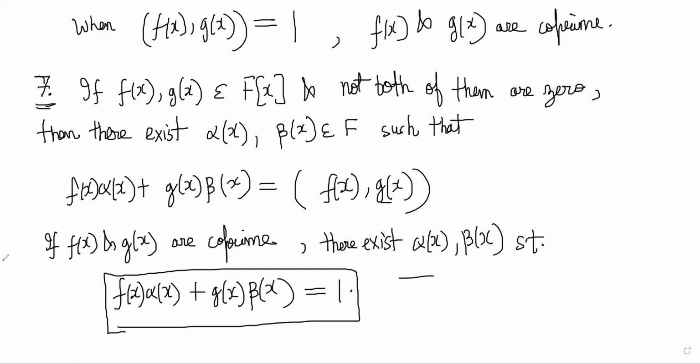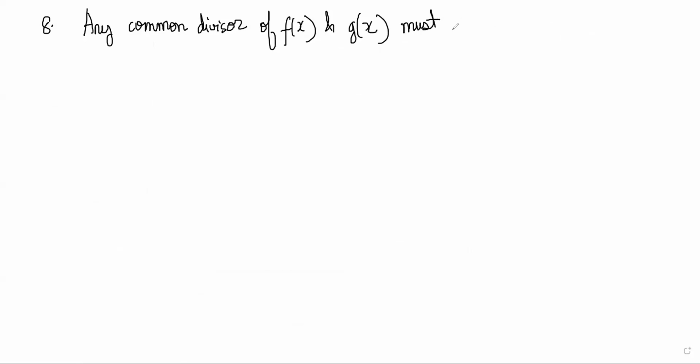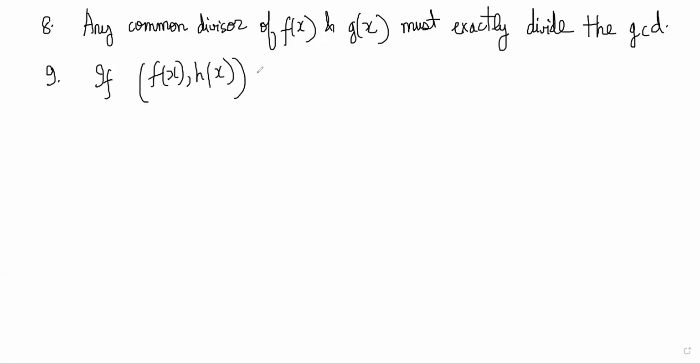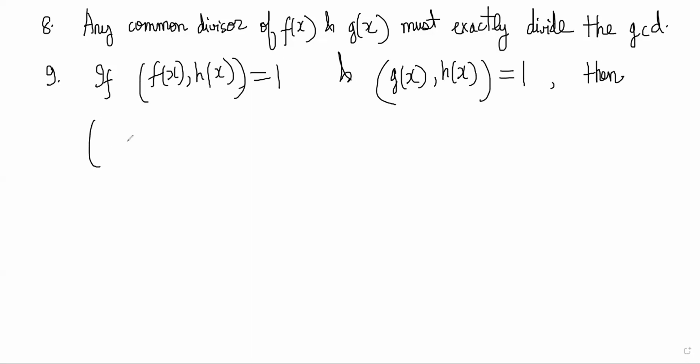Now let's go on to some more standard properties. So this is property 8. Any common divisor or common factor of f of x and g of x must exactly divide the GCD, or d of x. This is an obvious result, so we'll not discuss it anymore. Then, if f of x and h of x are coprime, or their GCD is 1, and similarly g of x and h of x are also coprime, then what is the GCD of f of x multiplied by g of x with h of x? So obviously this will also be coprime, right?